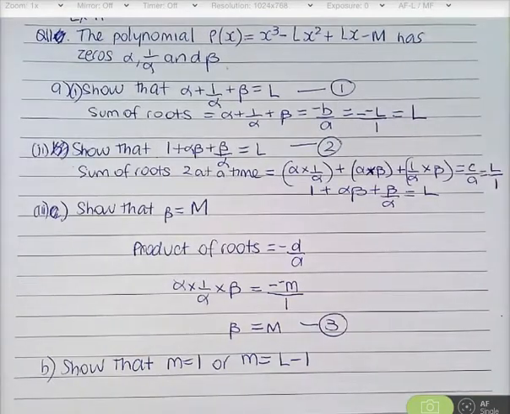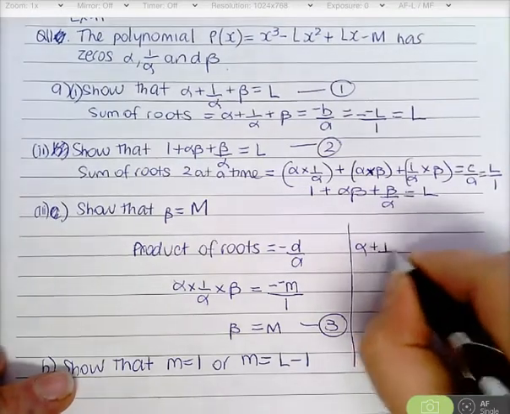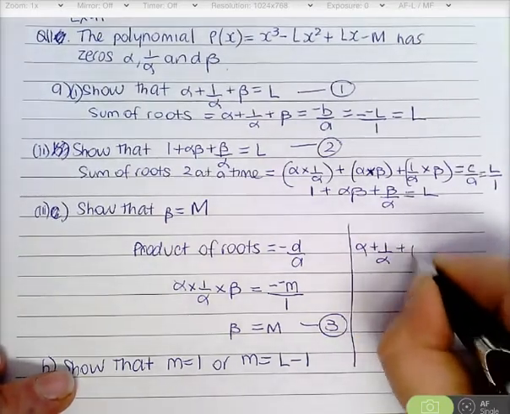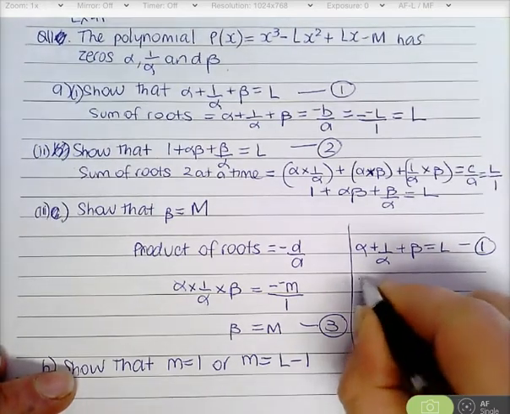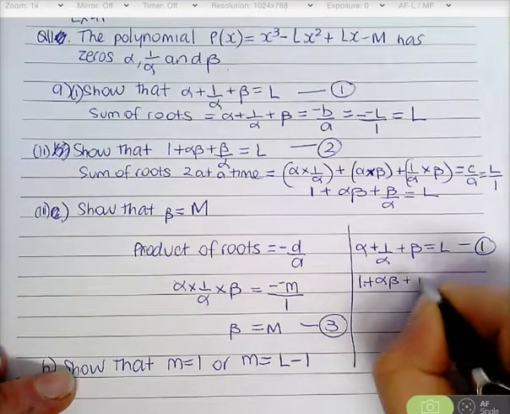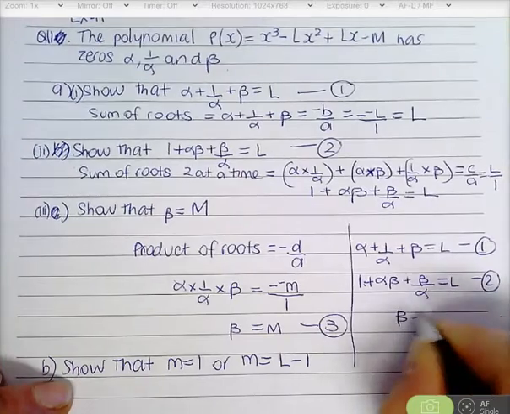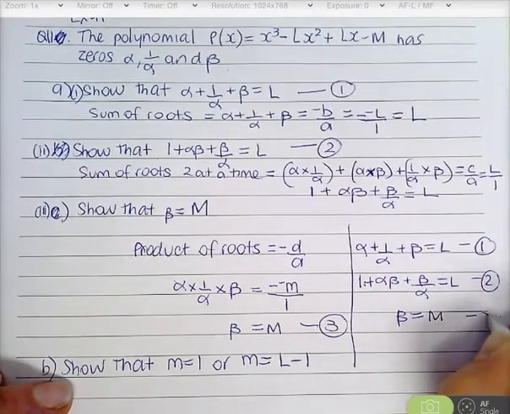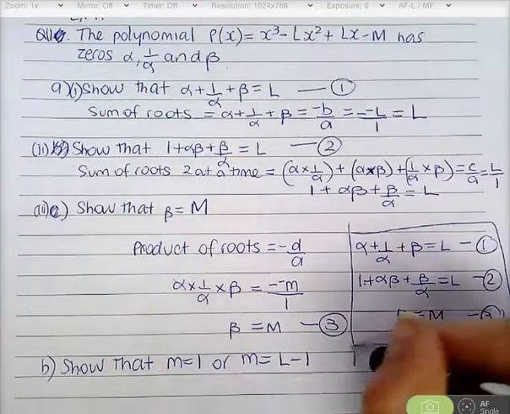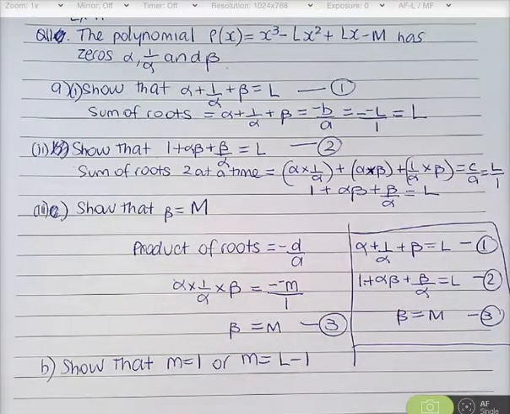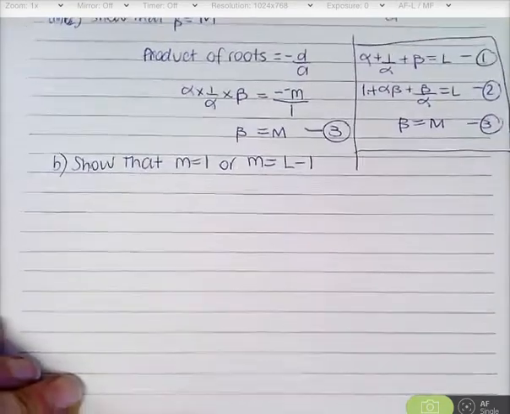Now we've got 3 equations that we're going to play around with. Now I'm going to write them all here again. So our 3 equations are alpha plus 1 on alpha plus beta is L. That's equation 1. Equation 2 is that 1 plus alpha beta plus beta on alpha is L. That's equation 2. And our third equation is that beta equals M. That's equation 3. So we're going to use these 3 equations now in part B to show that M equals 1 or M equals L minus 1.